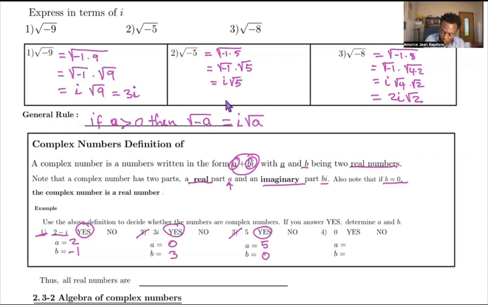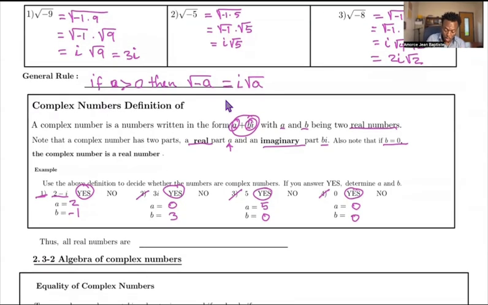And finally, number 4: 0. Is that a complex number? Well, your answer should be yes. Sorry if it was no. What is a? Well, a is 0. Also, b is 0. In conclusion, all real numbers are complex numbers.